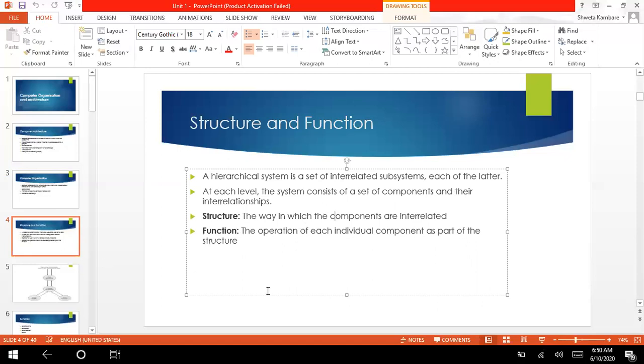So again, it's like your architecture and organization. So you can say structure is about your architecture and function is your organization.